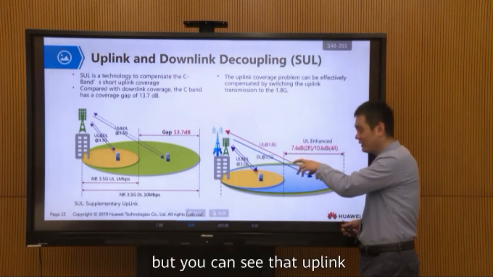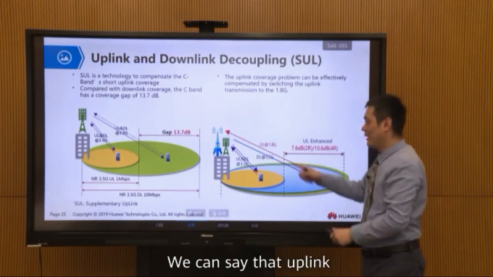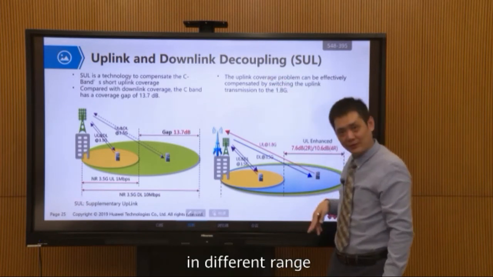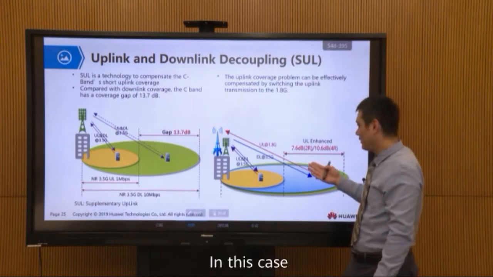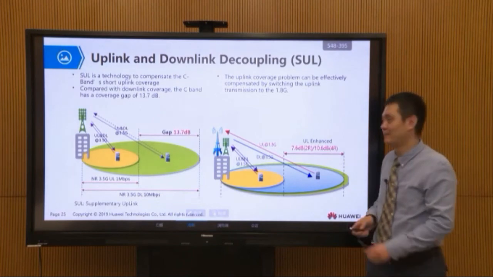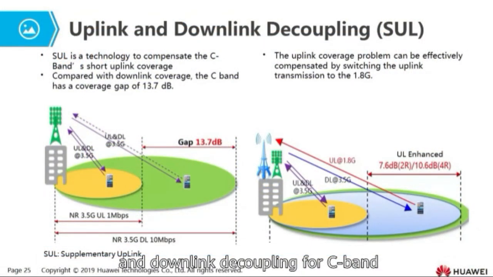But you can see that uplink and downlink is not in the same range. We can say that uplink and downlink frequency are decoupled, in different range, decoupled. So we call it uplink and downlink decoupling. In this case, uplink coverage is very much enhanced. So this is about the uplink and downlink decoupling for C-band.